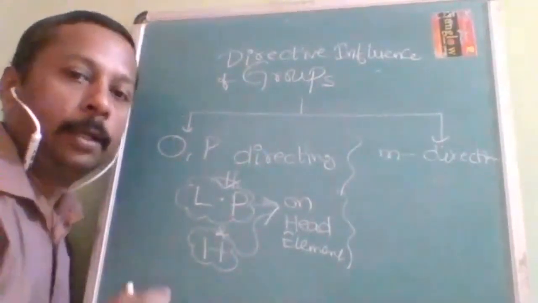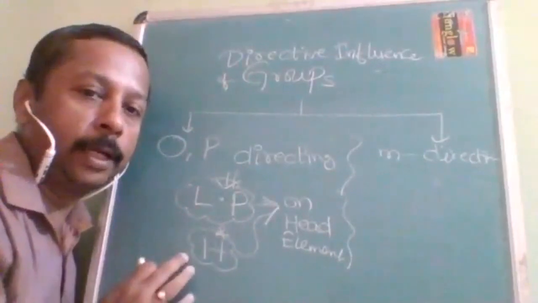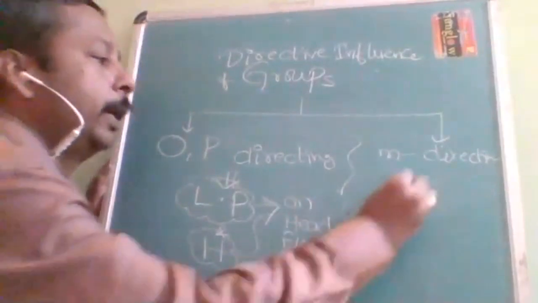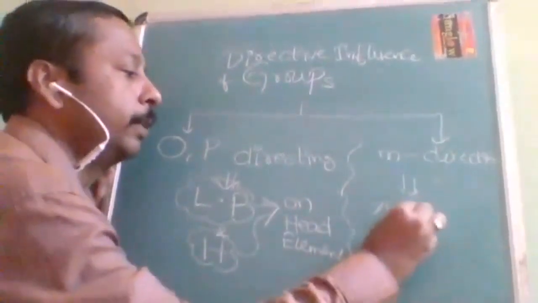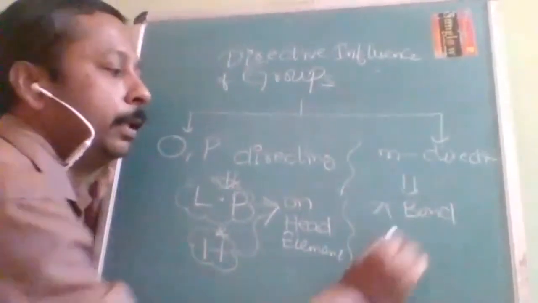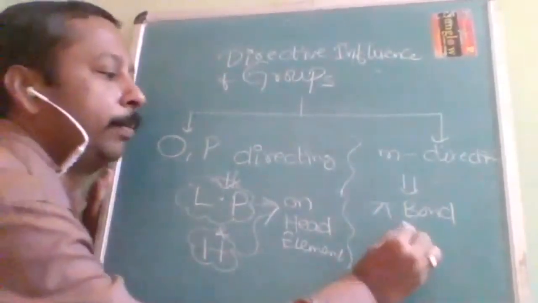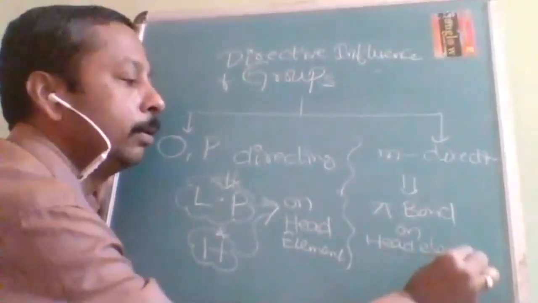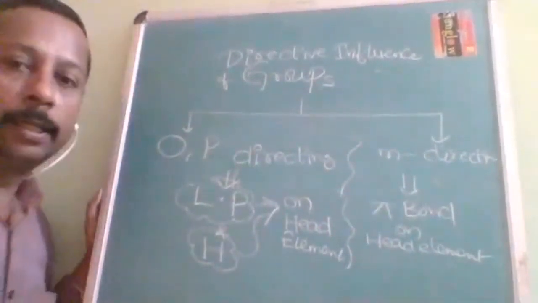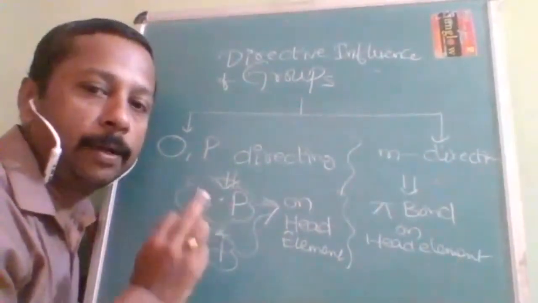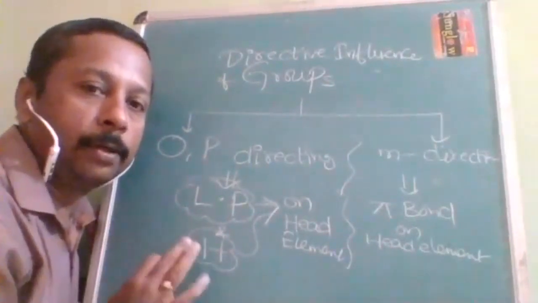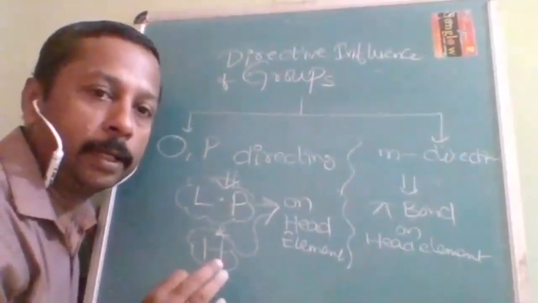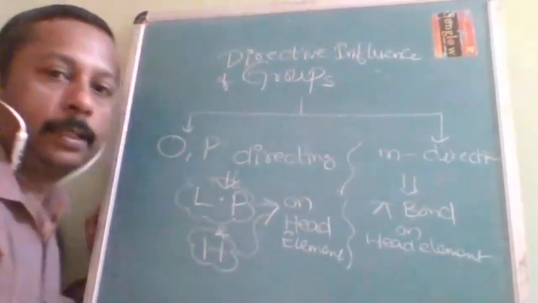Technique understood. If the head element contains a lone pair or hydrogen, it is going to be ortho para directing. If the head element contains a pi bond, then it is going to be meta directing. The pi bond should be on the head element. Simple two-sentence technique: pi bond, meta directing; lone pair and hydrogen, ortho para directing. That's it. You need not mug up whether it is ortho para or meta. So let us see how it works.